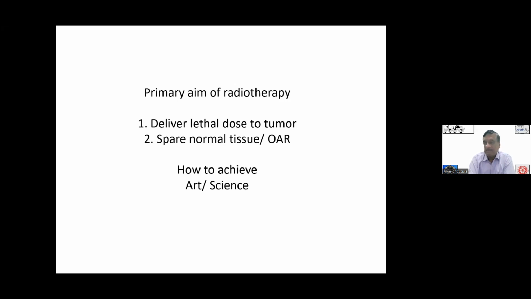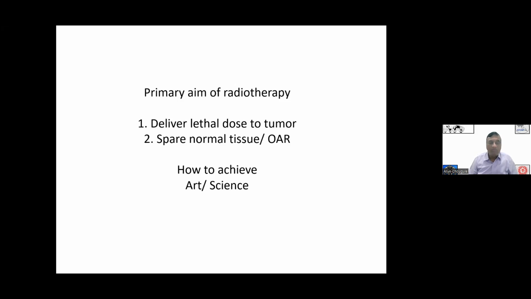But at the same time, because the tumor is not in isolation, it is surrounded by normal tissue, organs at risk, critical organs, and therefore we have to spare the normal tissue and deliver a lethal dose to the tumor so that we achieve a maximum tumor control probability. Now, how to achieve it? It's an art, it's a science, it's evidence-based medicine, and it's a tailor-made treatment.